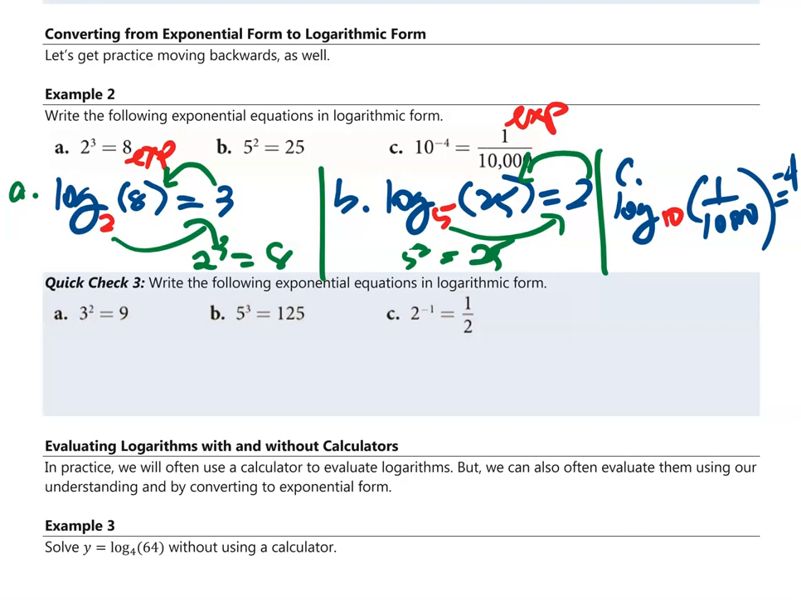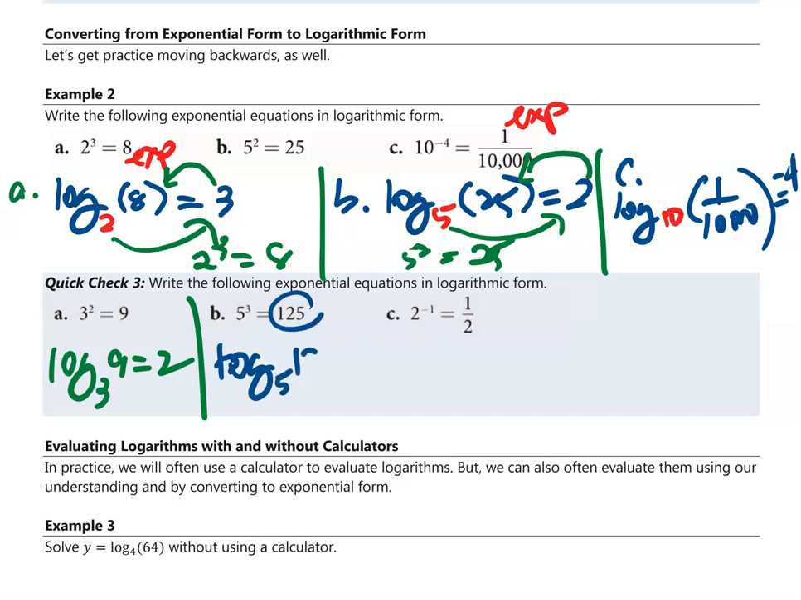Let's have a quick check here. Write the following exponential equations in logarithmic form. 3 squared equals 9. So that is log base 3 of 9 is equal to 2. The next one, the base is 5. So log base 5 of, yes, this is your exponent, 125 is equal to 3. And letter C, 2 raised to negative 1 is equal to 1/2. So yes, log base 2 of 1/2 is equal to negative 1.